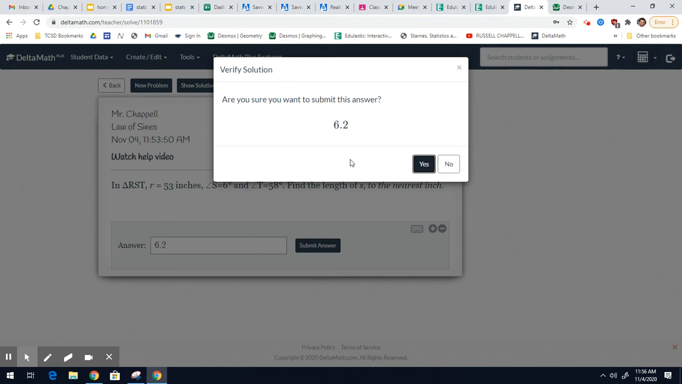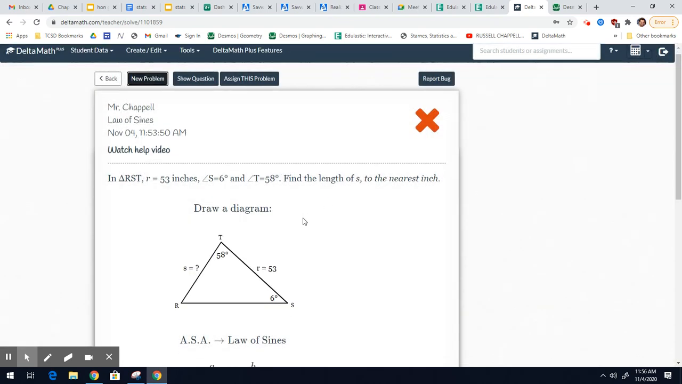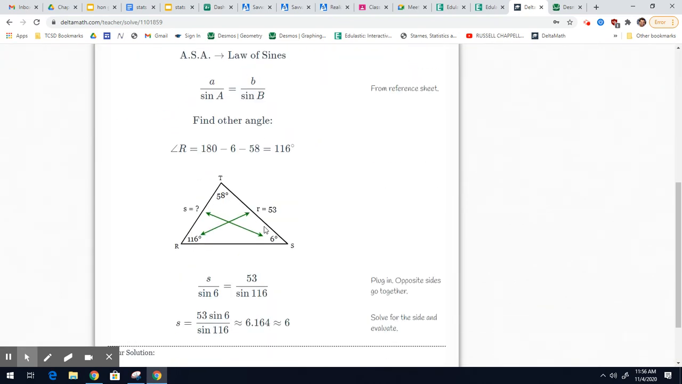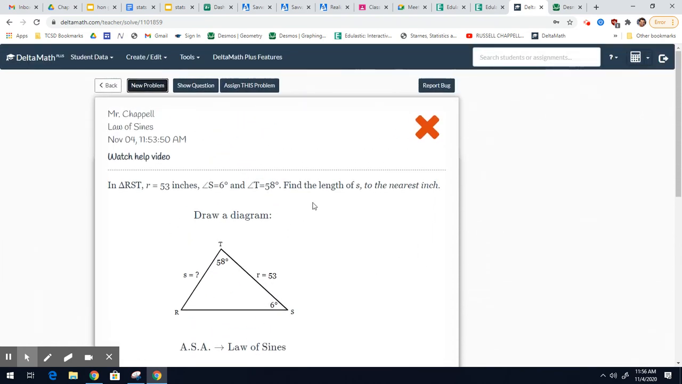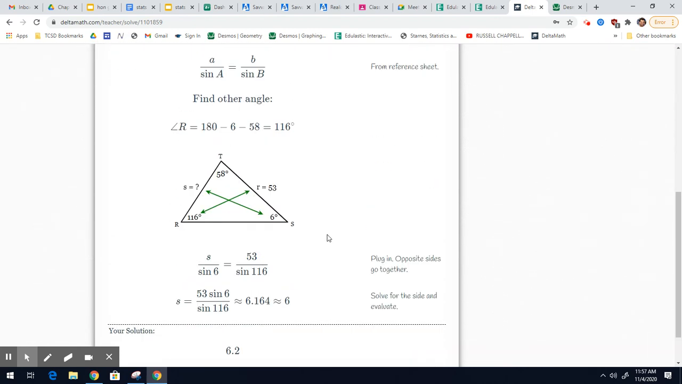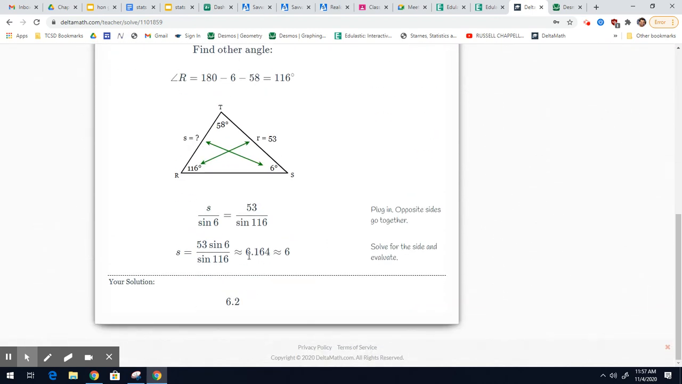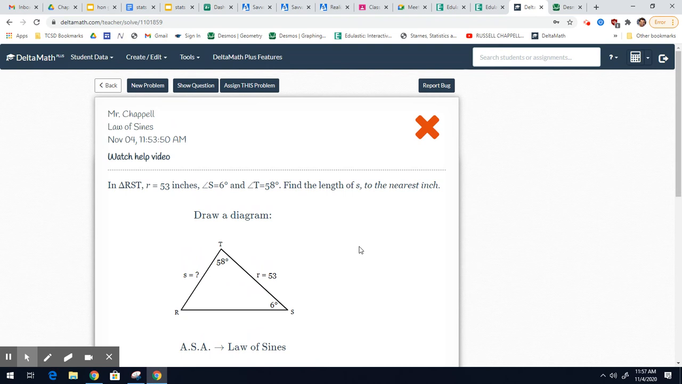Cross your fingers. Oh no, I'm wrong. Why did I get that wrong? Oh, it said to the nearest inch. Mr. Chappell. Well, I'm not going to redo this video because I did do it right. I didn't round it correctly. So, my bad. Pay attention to the rounding. Make sure you round it correctly. I should have just put 6, not 6.2. Darn it. Okay. All right, what are you going to do?